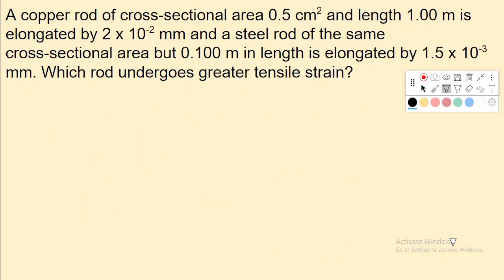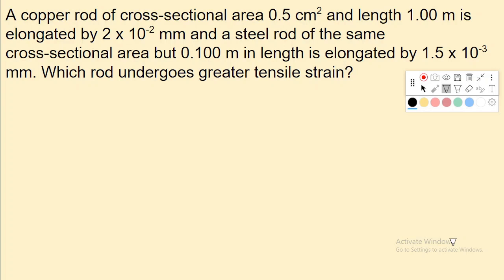The next one: a copper rod of cross-sectional area 0.5 centimeter square and length 1 meter is elongated by 2 into 10 raised to negative 2 millimeter, and a steel rod of the same cross-sectional area but 0.1 meter in length is elongated by 1.5 into 10 raised to negative 3 millimeter. Which rod undergoes greater tensile strain?